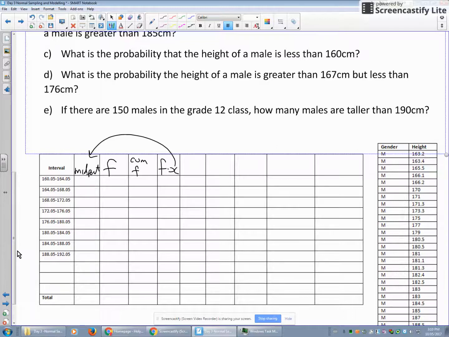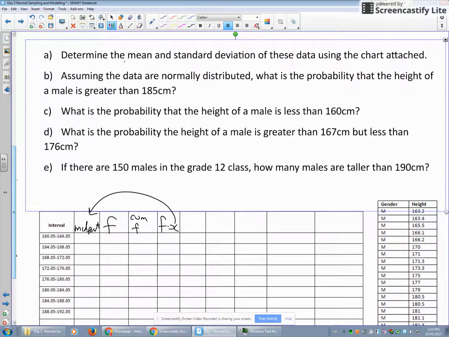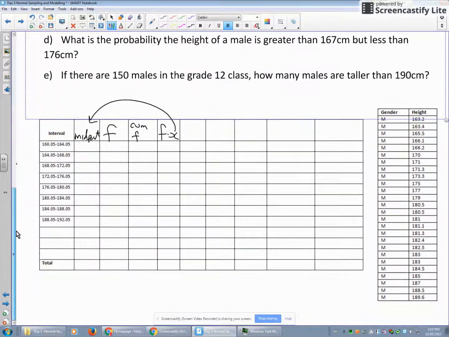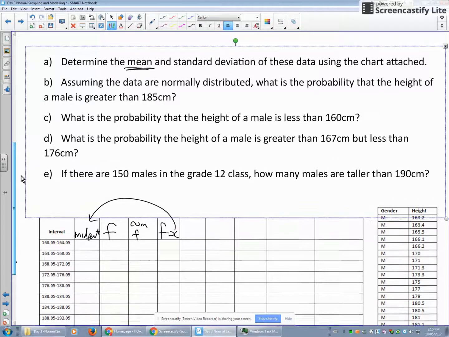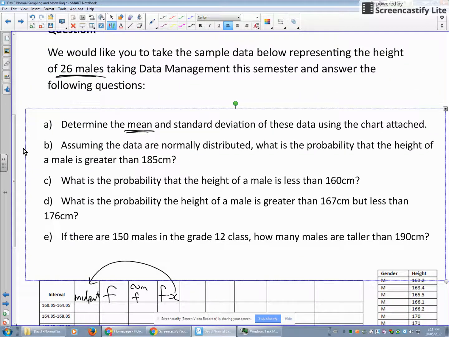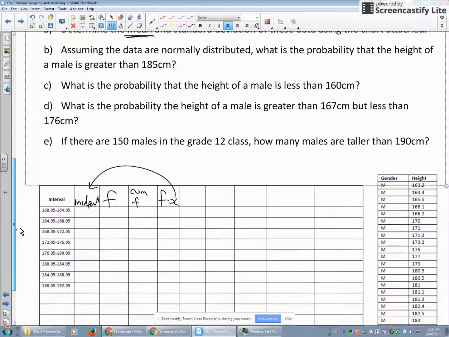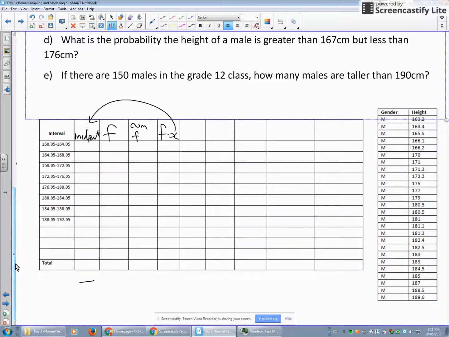And then in order to calculate the mean for distributed data, in this case, it's all 26 students in the data management class. So we could make an argument saying that this is actually the entire population. So we could say that our mean mu is equal to the sum of the frequency times our midpoints divided by the number of students in the class.